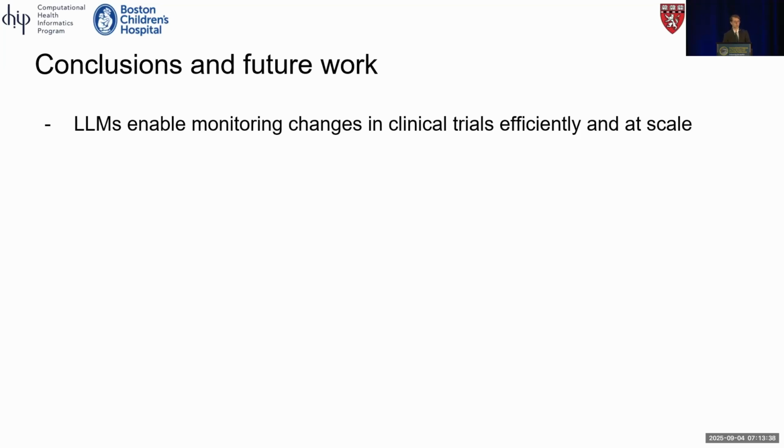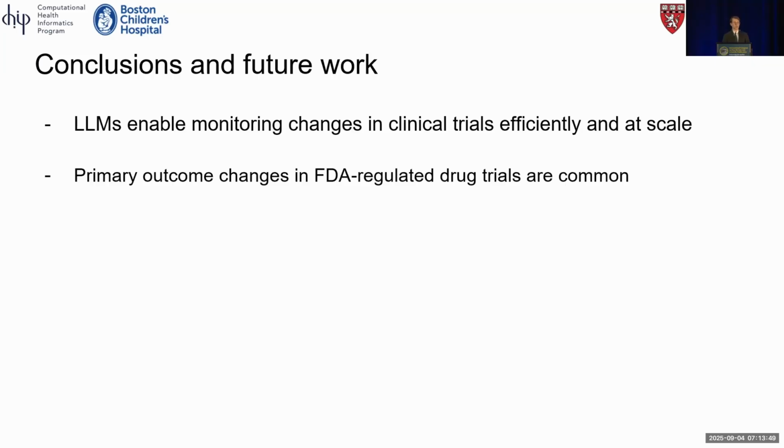So to recap, we found that large language models let us monitor changes made to clinical trials efficiently and at scale, far beyond what's possible with manual human labeling. We also found that primary outcome changes in clinical trials studying FDA-regulated drugs are common, they have decreased over time, and they're associated with industry funding.